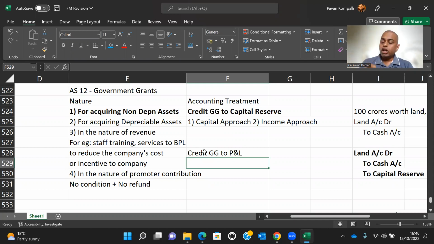Okay. When you get 40 rupees back, what is the journal entry, right? Cash account debit to staff training. That's all. You'll take it to P&L. Okay, because simple, it is relating to that particular year only.